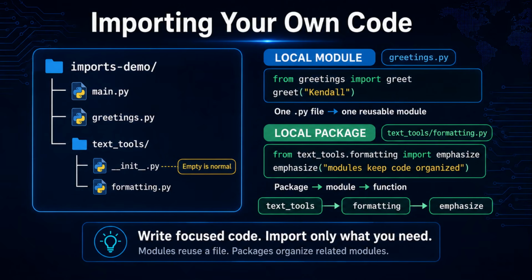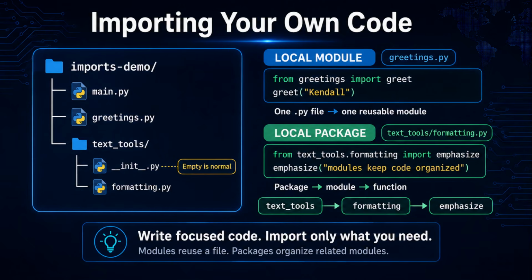The texttools directory is our local package. Its empty __init__.py file identifies it as a regular Python package, while the reusable code remains in the separate formatting.py module. Empty initialization files are completely normal. To reach the function inside that package, we use from texttools.formatting import emphasize. The import path follows the code structure. texttools is the package, formatting is the module, and emphasize is the function we are importing.